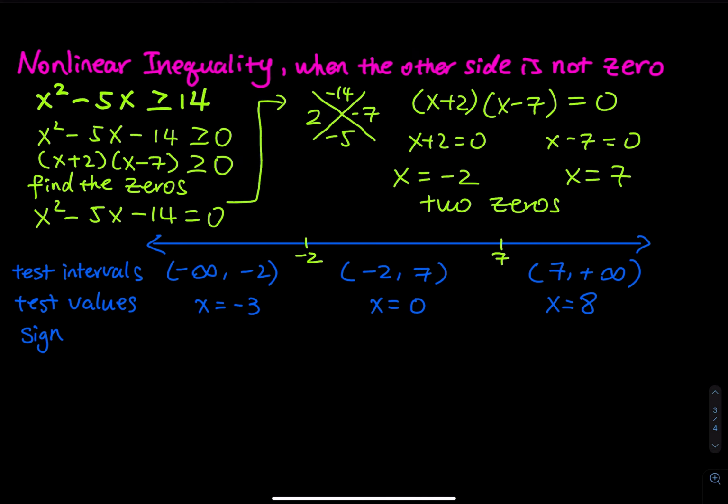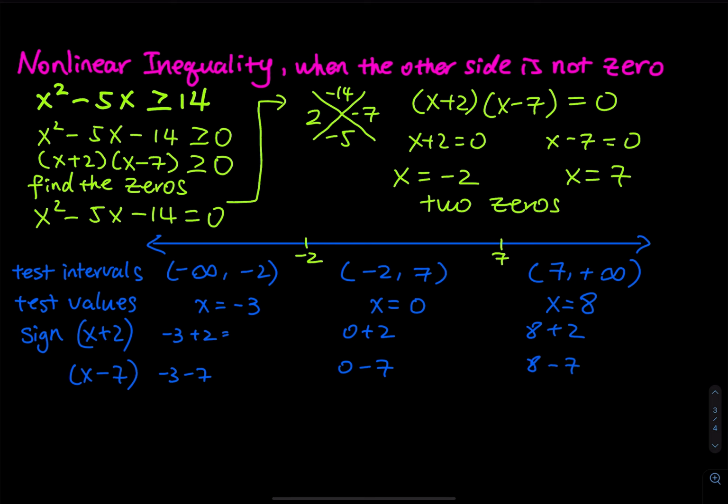Okay, the sign of each factor, I have two factors, plus 2 and minus 7. So let's mention that x plus 2 and then x minus 7. And then you plug in. So you have a negative 3 plus 2, 0 plus 2, and then 8 plus 2. This will be a negative 3 minus 7, 0 minus 7, and then 8 minus 7. So that is a negative 1. This is a negative 10, 2, negative 7, 10.